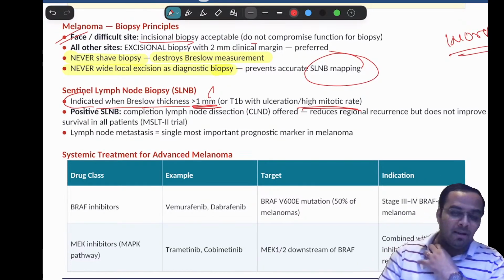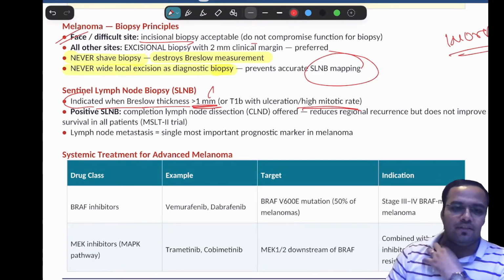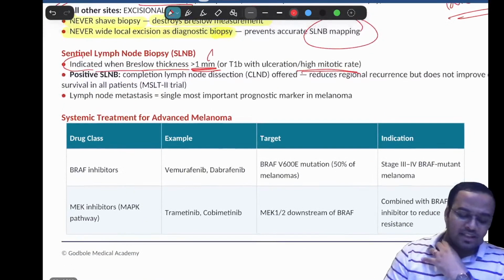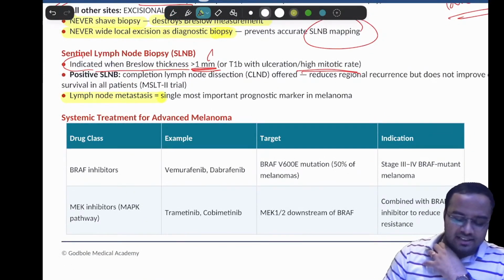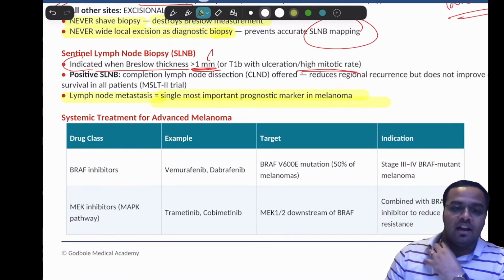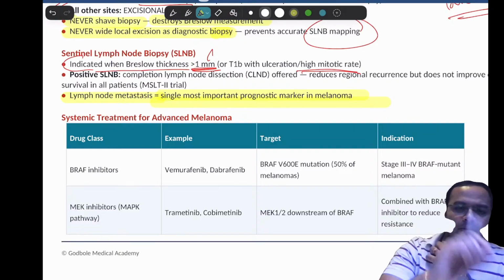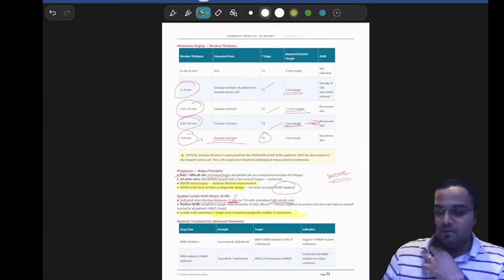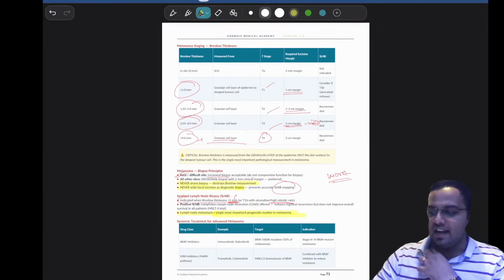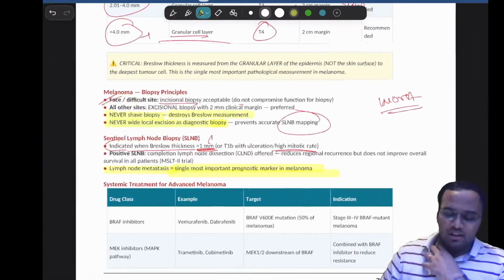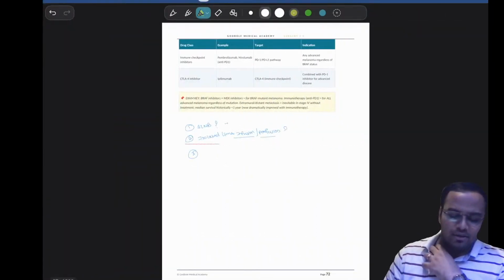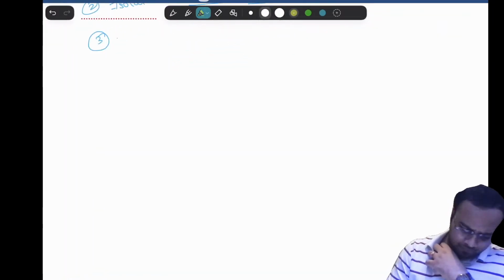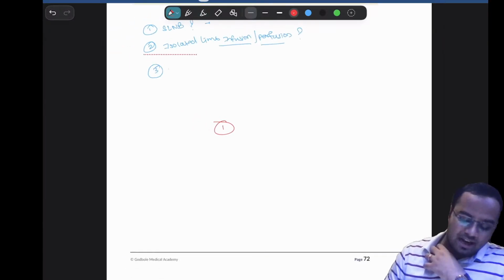So what is SLNB? I am just going to talk about it for 2 minutes, and then we are going to conclude the chapter. As I said, lymph node metastasis is the single most important prognostic marker. If lymph node metastases are present, the patient is going to have a very cumbersome course, and the patient might land up in death. So let's see how the melanoma is going to progress.